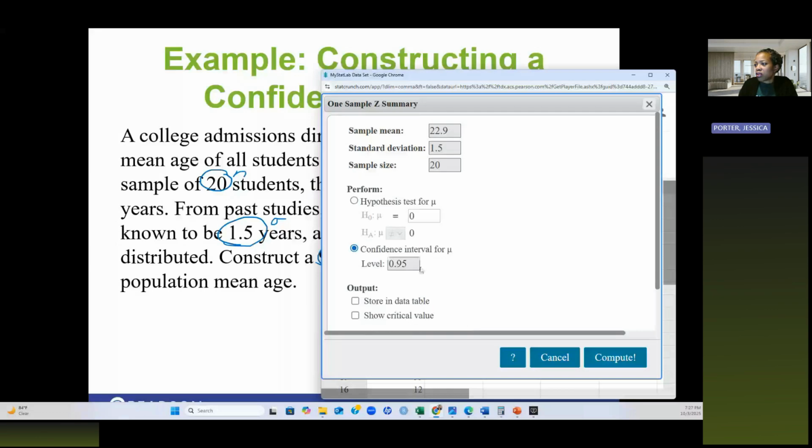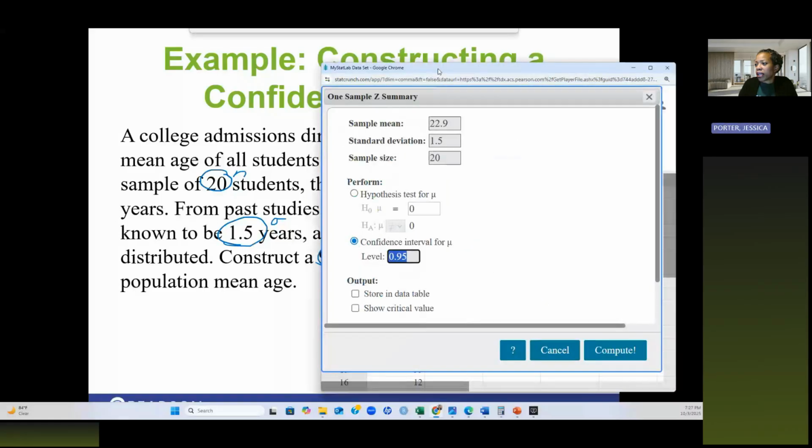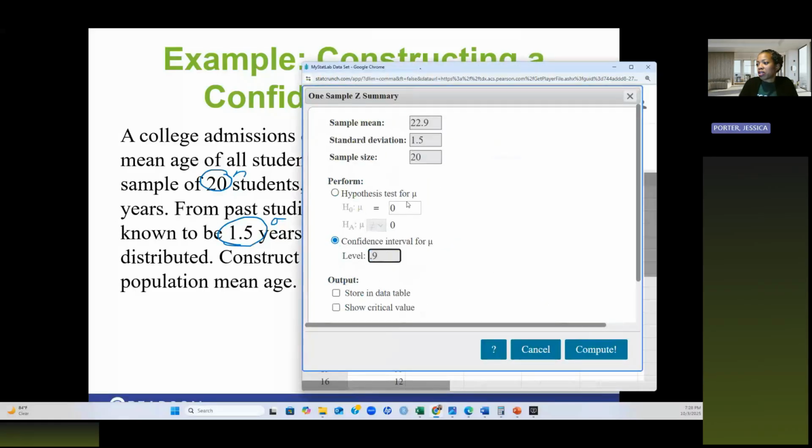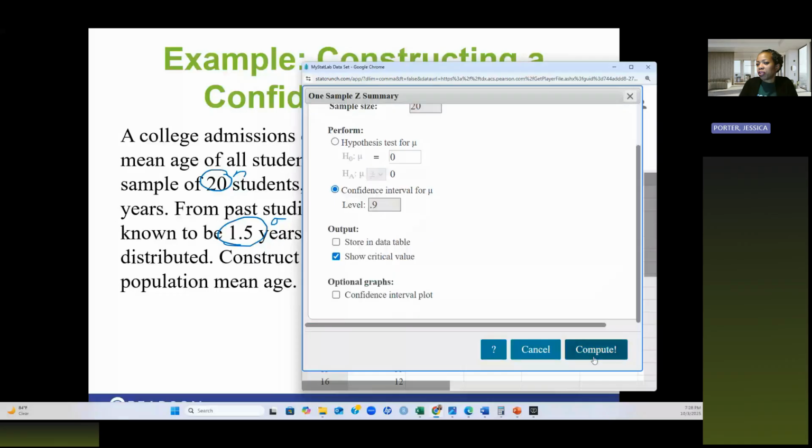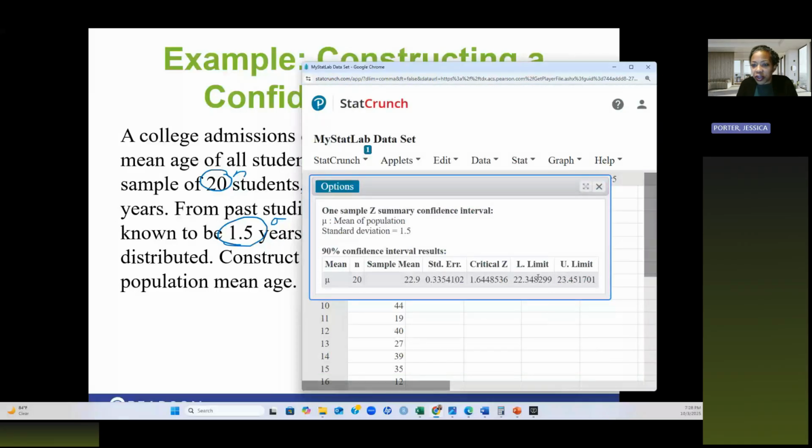Confidence interval, it was 0.9. I like to show the critical value and compute. So what do we get? 22.3 and 23.45. That is correct. That's your lower limit, 22.3, and your upper limit is 23.45.